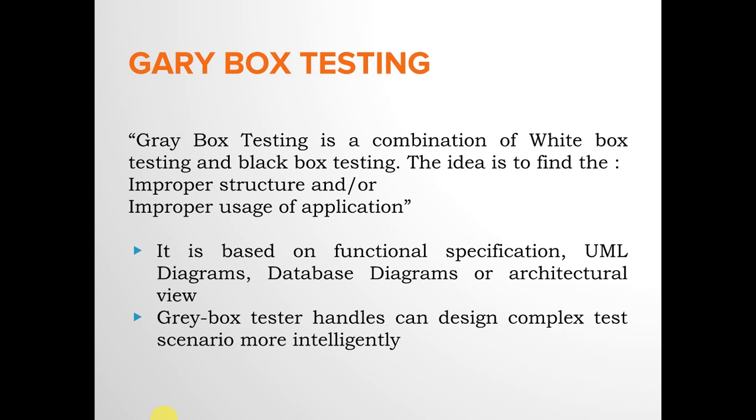Next is gray box testing. Basically it is a combination of white box testing and black box testing. The idea is to find improper structure and improper uses of the application. It is based on functional specification and UML diagrams. UML stands for Unified Modeling Language, where you create charts and flow charts especially. Also you can catch database diagram errors or architectural view errors.